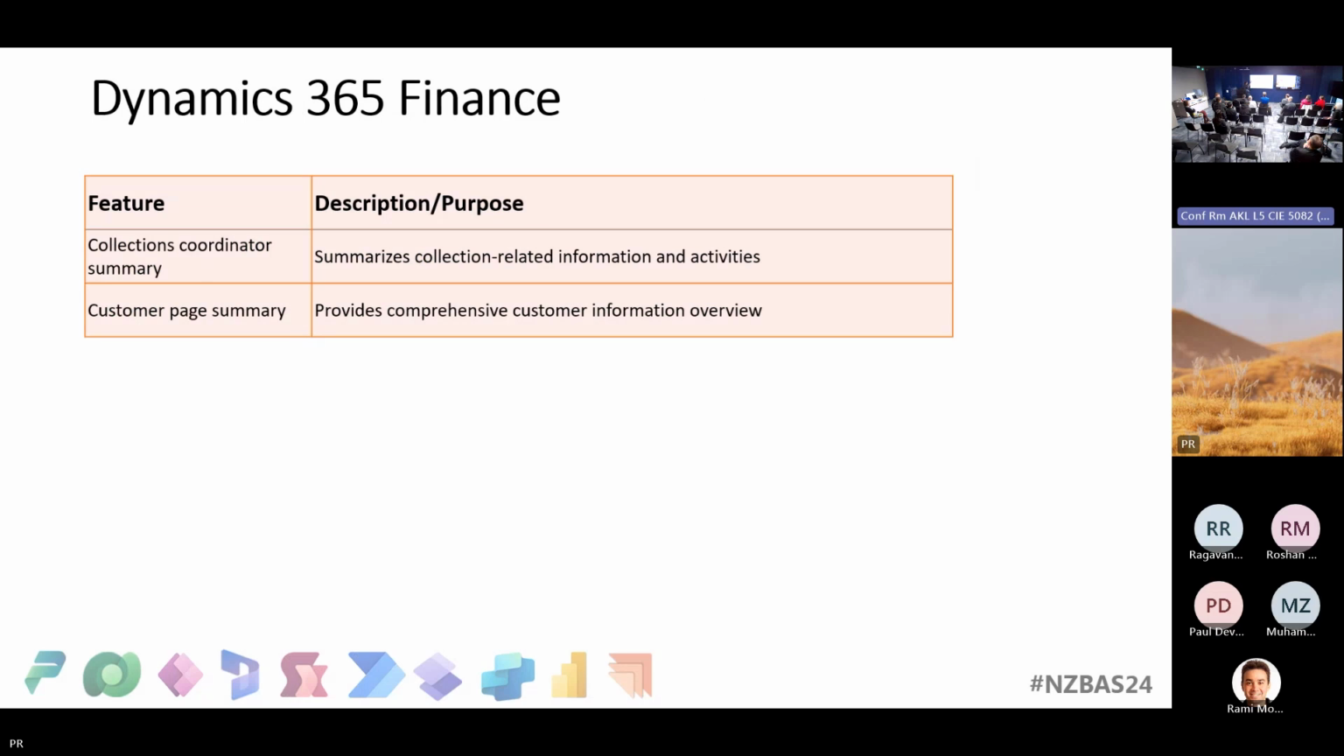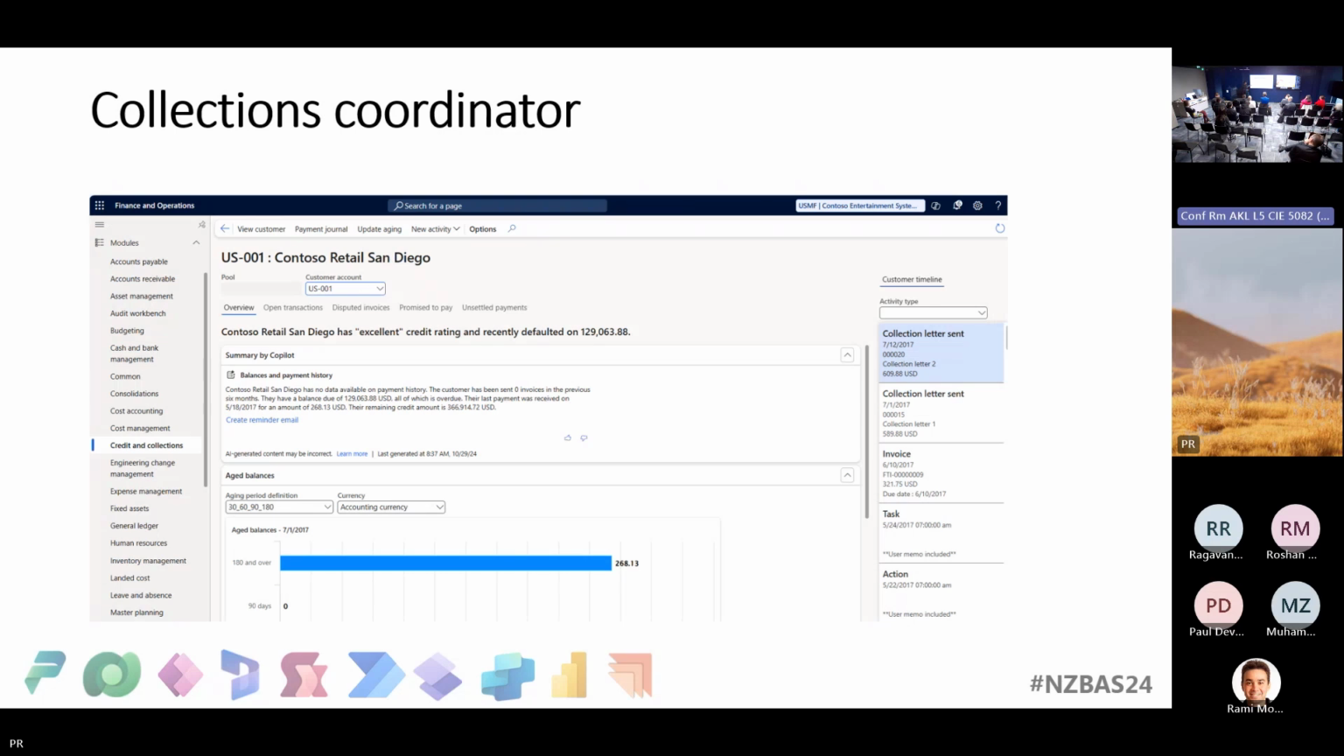So this is for the finance side of it, because you have Dynamics 365 finance and operations, supply chain, and then finance. Specifically for finance, you have the collections coordinator. If you're collecting amounts from customers and so on, it summarizes and gives you the related information. For example, if you go to the customer, you can get the summary by the Copilot. How many invoices are pending? The customer has been sent 0 invoices in the previous 6 months, and all these details are summarized here. You can see the customer, the summary, whether the collection letter was sent, and all those details. This is where the Copilot comes into play. You don't need to take much time, because previously you had to go and find all this and then summarize it. Now it gives you a good summary.